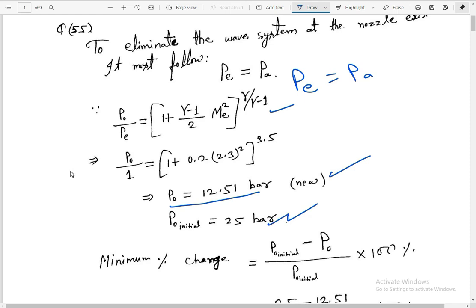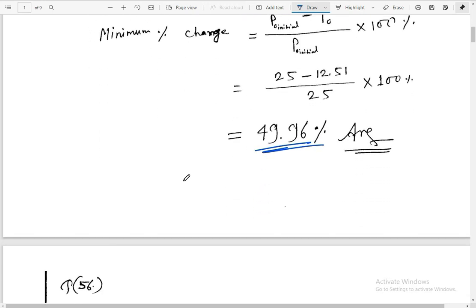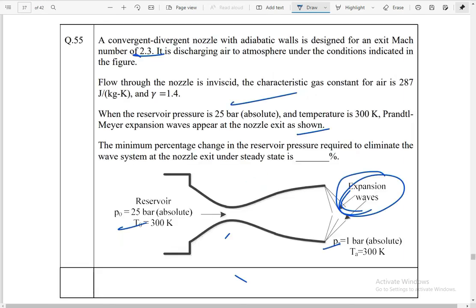So minimum percentage change is equal to P naught initial minus P naught, divided by P naught initial, into 100%. We just take the minimum percentage change and finally we will get 49.96. This is the answer. It means around 50%, you can just say 50%. So 50% minimum percentage change is required in the reservoir pressure to eliminate all the waves.